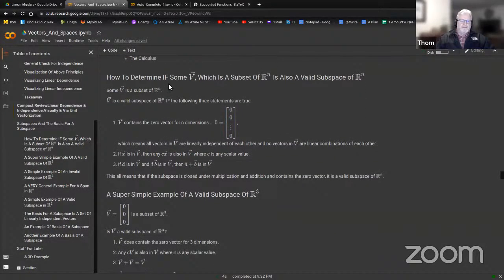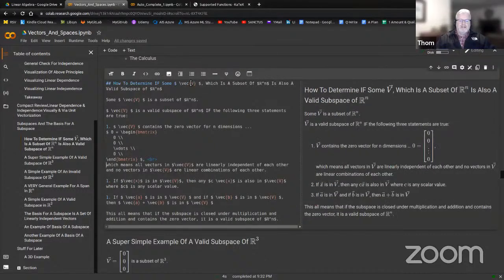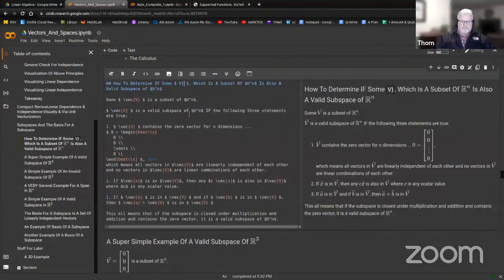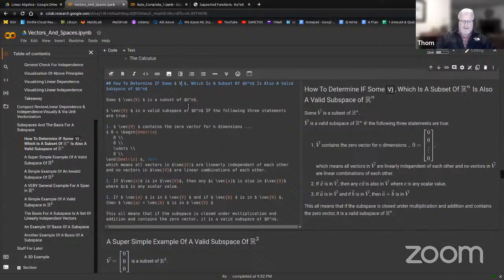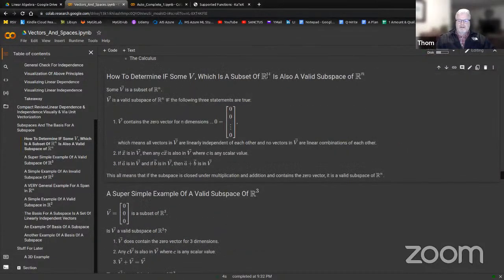So how to determine if some V, which is a subset, and I shouldn't call it a vector, I just want it to be V. Some V, which is a subset of the real space of n-dimensional real numbers, is also a valid subspace of all real numbers of n dimensions.